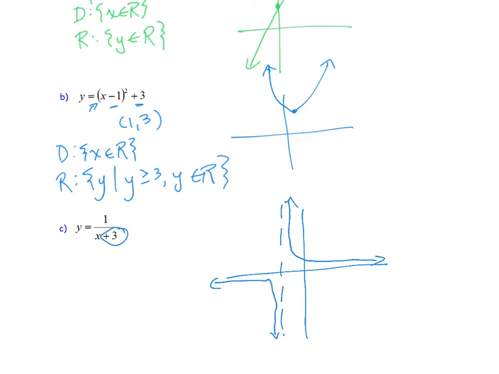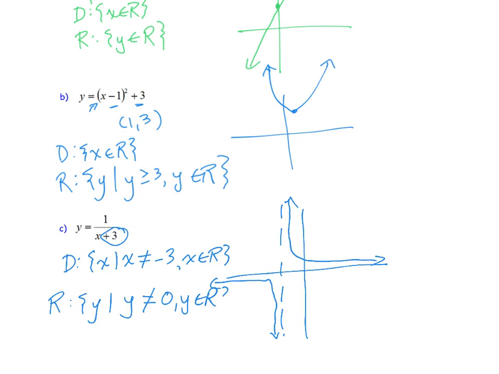So now we've got the function. We can see for this one, yes, it is a function. And so if it is a function, we can state what the domain and range are. So the domain for this one will be x such that x cannot equal negative 3, and x is an element of the real numbers. And the range, we can say that y cannot equal 0, because there's another asymptote along the x-axis, and y is an element of the real numbers. And that's it for this lesson.